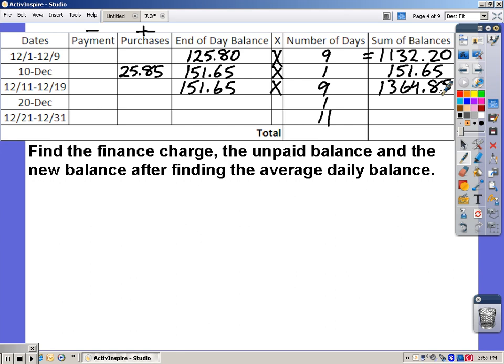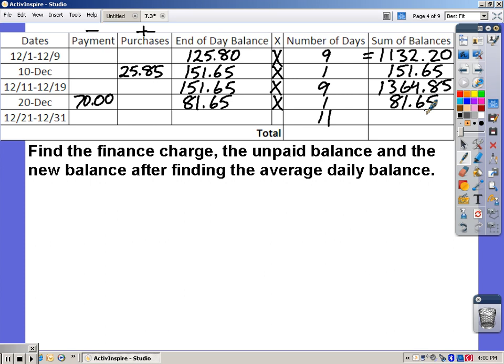All right, now December 20th, we go back and she has made a payment. She's made a payment of $70. Okay, recall, payments subtract from our balance. So 151.65 minus 70 is 81.65. That's for one day. 81.65 times 1 is 81.65.